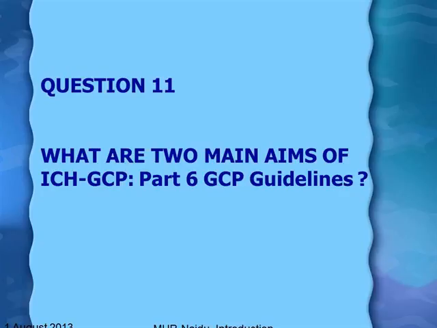Question number 12. What are the two main aims of ICH-GCP as per part 6 of GCP guidelines?